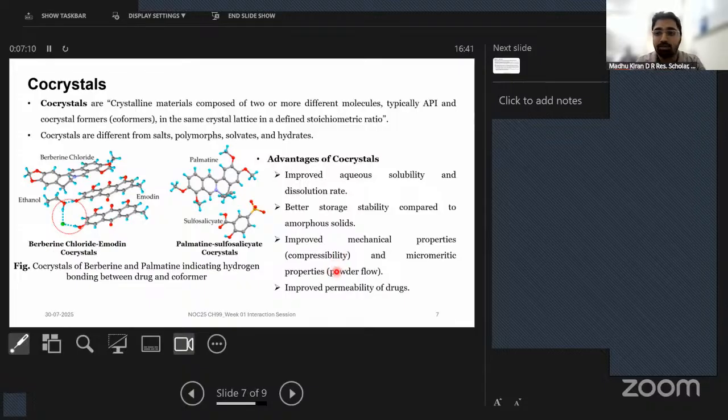We can engineer them. We can prepare co-crystals with the properties that we need. And there have also been certain cases where the permeability of drugs has increased using certain specific coformers for a given API.